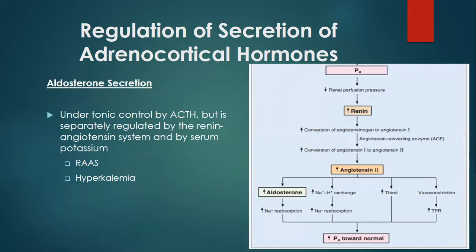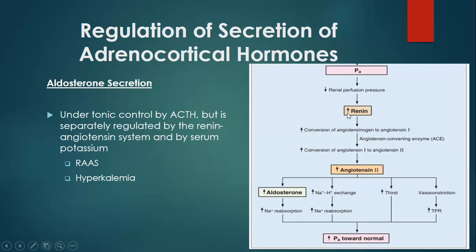So next is aldosterone secretion regulation. This is under the tonic control by ACTH, but is separately regulated by the renin-angiotensin system and by serum potassium. Let's discuss first the RAAS, the renin-angiotensin system. Now, a decrease in blood volume causes a decreased renal perfusion pressure, which in turn increases renin secretion.